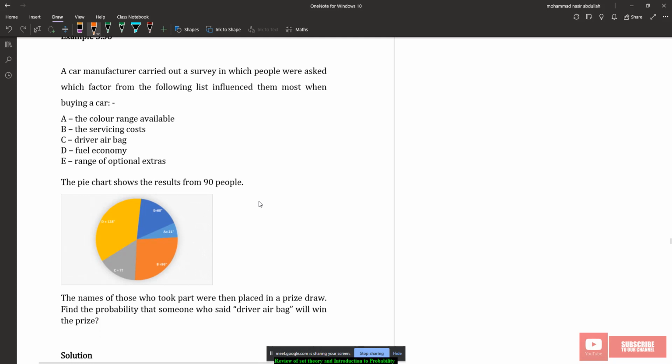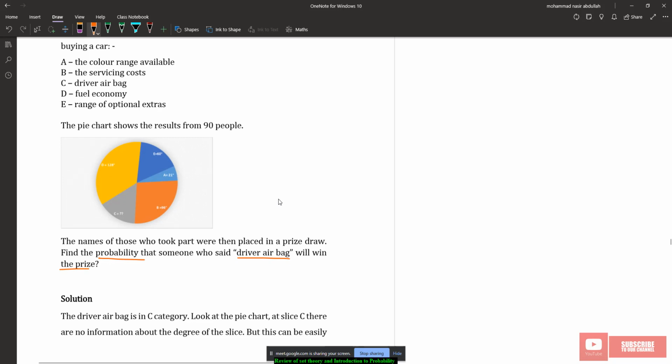So a car manufacturer carries out a survey in which people are asked which factor from the following list influences them most when buying cars. So we have A, B, C, D, E. A means the color range, service cost, driver airbag, fuel economy, and range of optional extras. This is the pie chart showing the result of 90 people. What else does it say? Find the probability that someone said driver airbag. Where is driver airbag? Driver airbag is C, right?